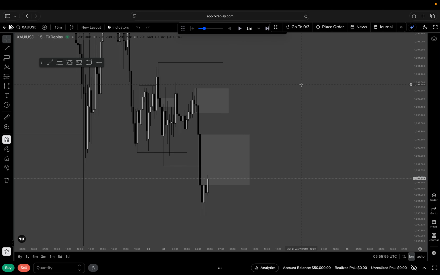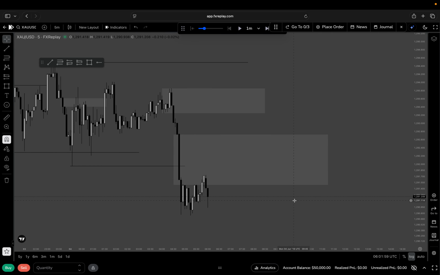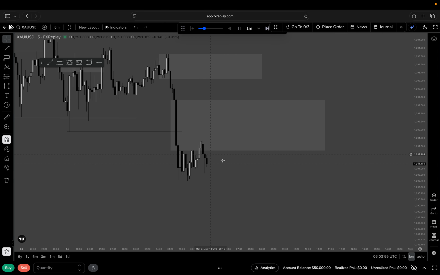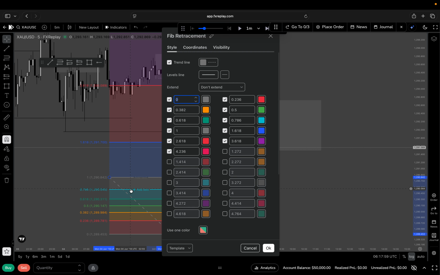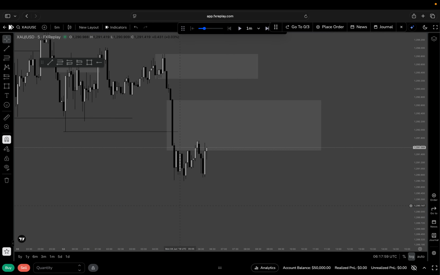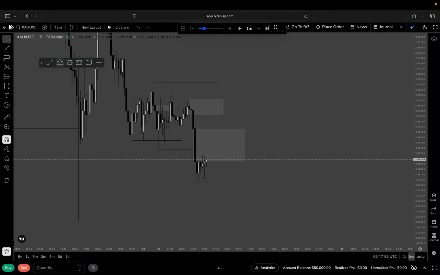Okay. See what we're doing on the 5-minute. Not happy with this. Ideally, we want us to hit equilibrium. Let me get rid of all this other stuff. Okay. Ideally, for us to take a continuation, we ideally want to be in the equilibrium of this range here. So let's see if we get that.